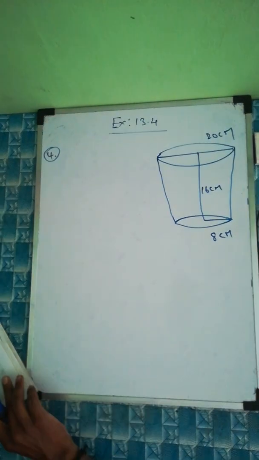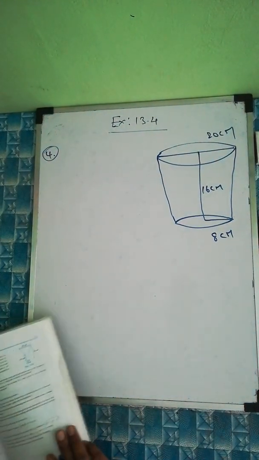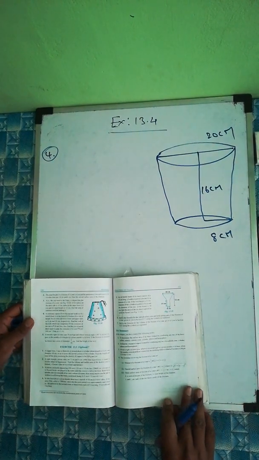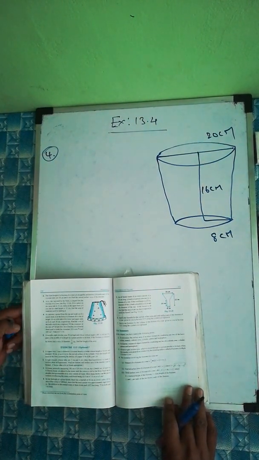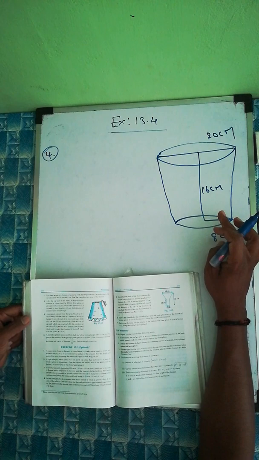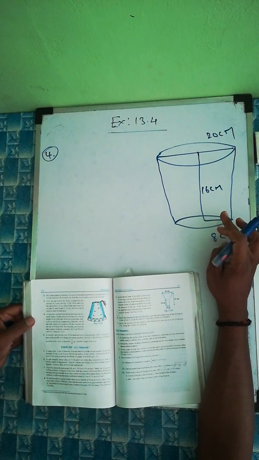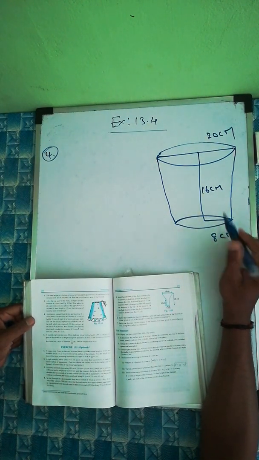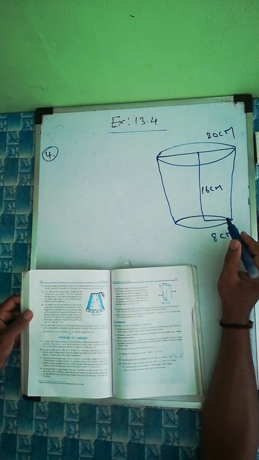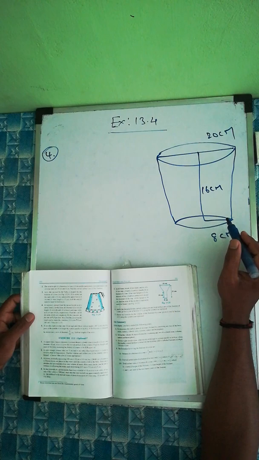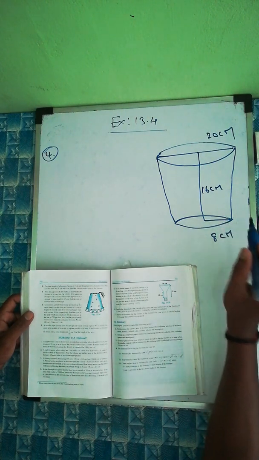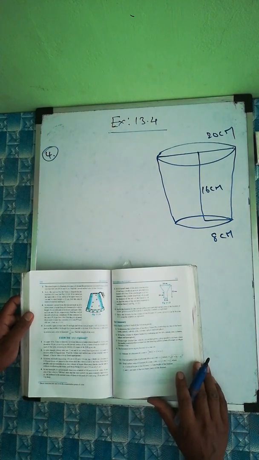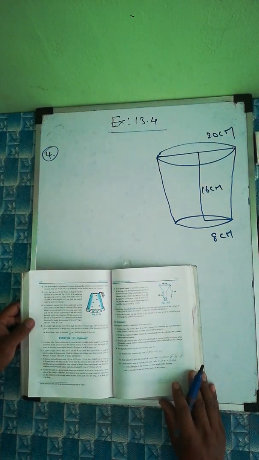Now question number 4, exercise 13.4. A container opened from the top and made up of metal sheet is in the form of a frustum of a cone. Height is 16 centimeter and the radius of the lower and upper end is 8 and 20. Find the cost of the milk which can completely fill the container at the rate of rupees 20 per liter. Also find the cost of metal used to make the container if the cost is rupees 8 per 100 centimeter square. And we have to use pi as 3.14 here.